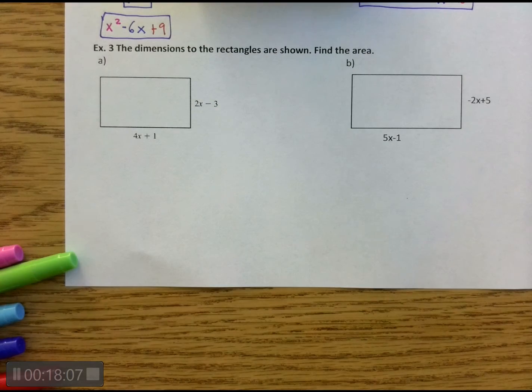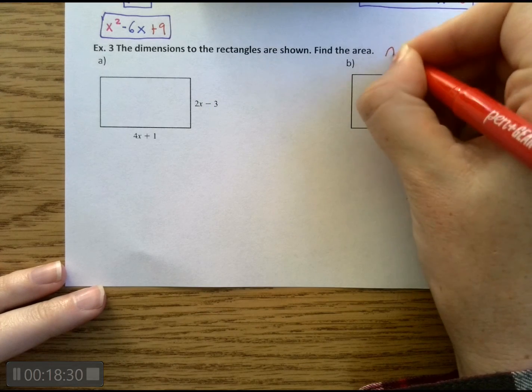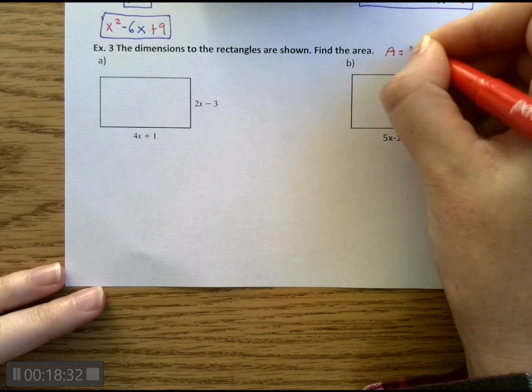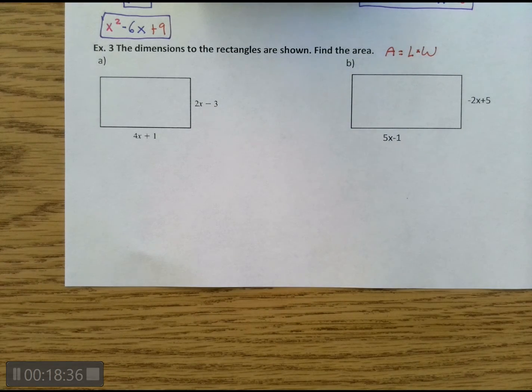Alrighty, welcome back guys. Hopefully you took a moment to refresh yourself and really understand how to multiply polynomials. Okay, so now we're going to focus on area. We have rectangles, we need to find the area. So, in order to find area, we need a very important formula. Area, and you do need to memorize this, is length times width.